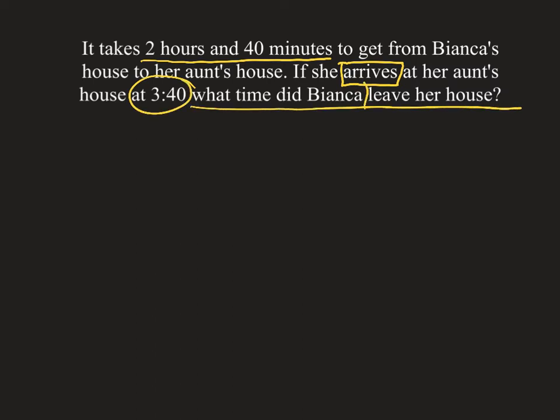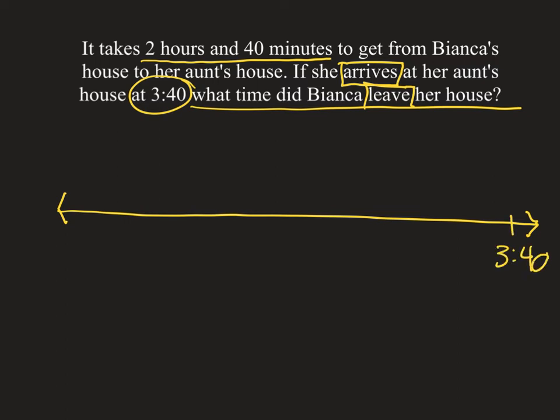Next up, it takes 2 hours and 40 minutes to get from Bianca's house to her aunt's house. If she arrives at her aunt's house at 3:40, what time did Bianca leave her house? So again, that word arrives tells us that's at the end of her journey. So that is the ending time, right? So 3:40 here, and now we're going to work backwards.